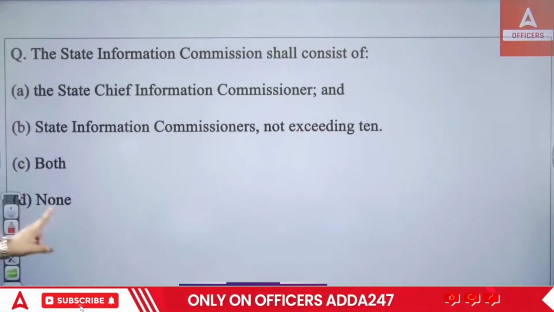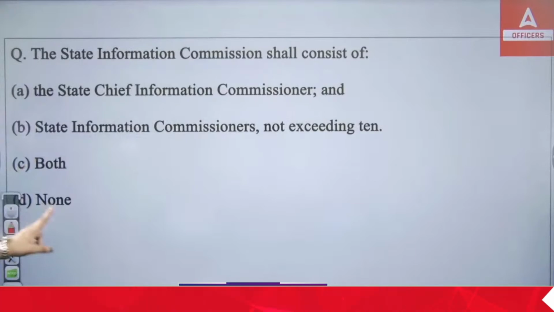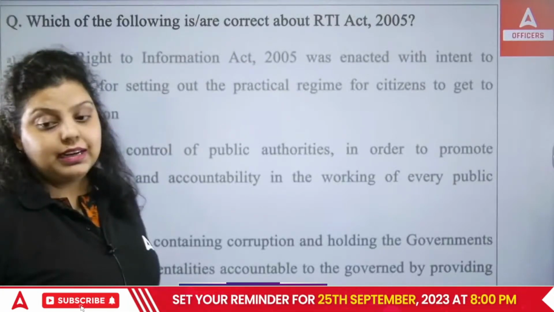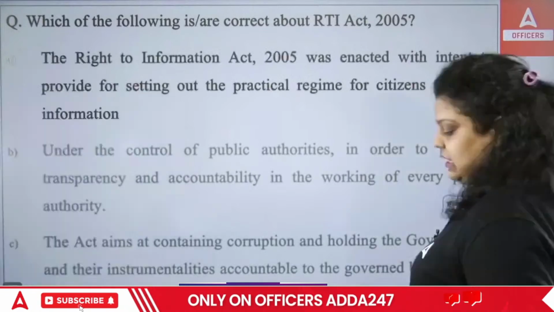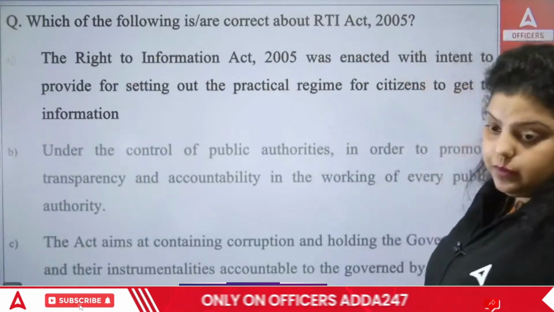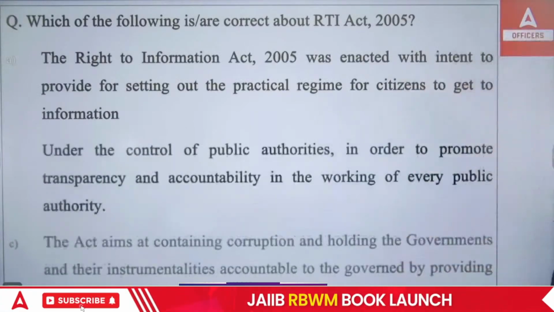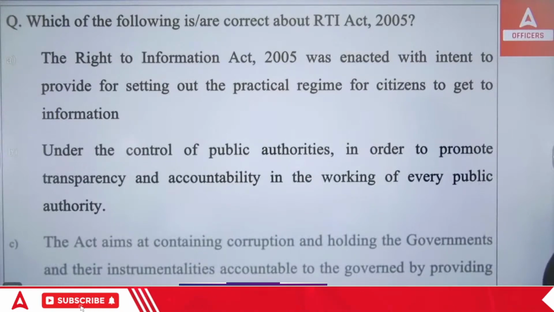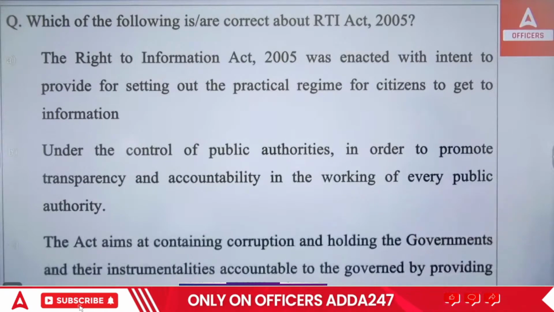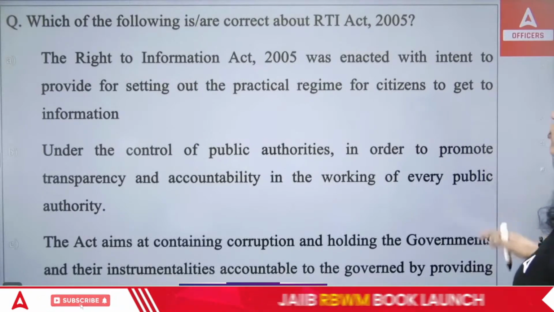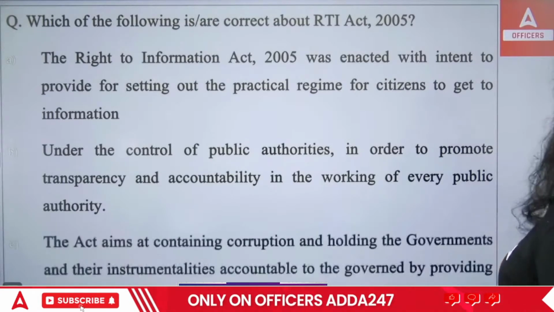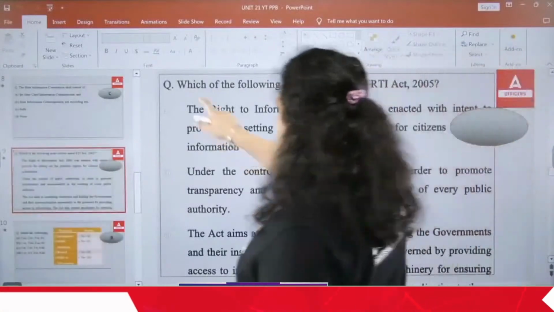Next. Which of the following is correct about the RTI Act 2005? We are talking about the correct statement about the RTI Act 2005. The first says the Right to Information Act 2005 was enacted with the intent to provide for setting out the practical regime for citizens to get information. The second says under the control of public authority, in order to promote transparency and accountability in the working of every public authority. The third says the Act aims at containing corruption and holding the government and their instrumentalities accountable to the governed by providing access to information.